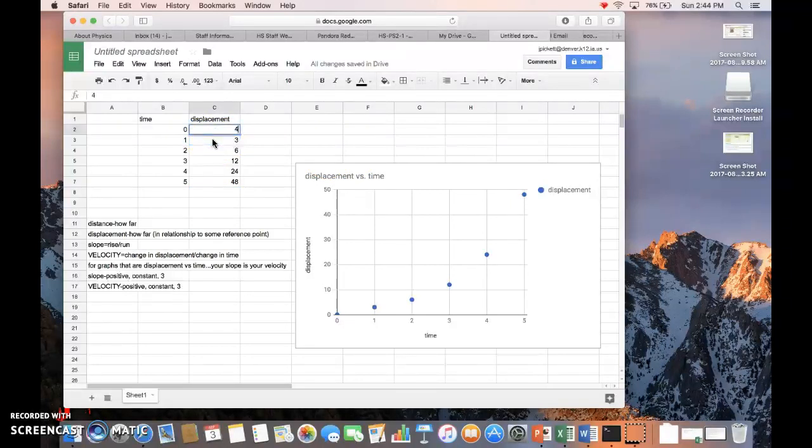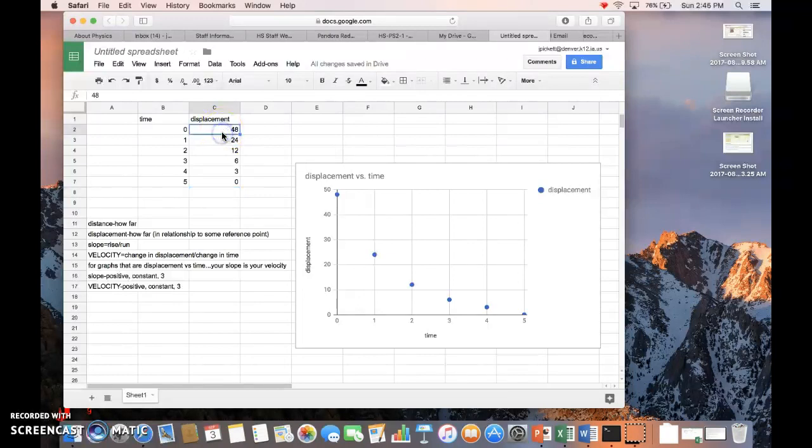I can change this as well. I'm hopefully going to start up here: 4, 12, 6, 3, and 0. And what we notice is that the slope of this line is negative. The value of slope is actually going down as well. And so that means that your velocity is negative and your slope is decreasing. So there's a lot of fun things that we can learn about this.